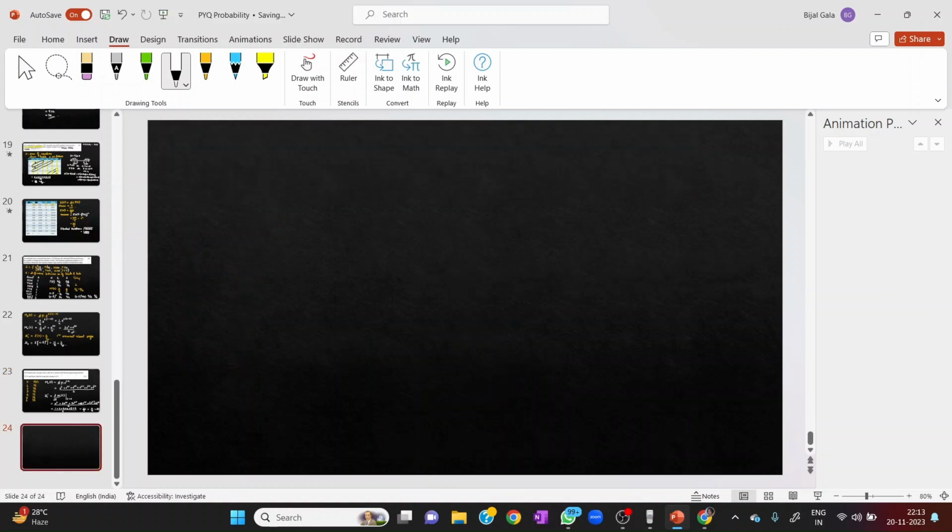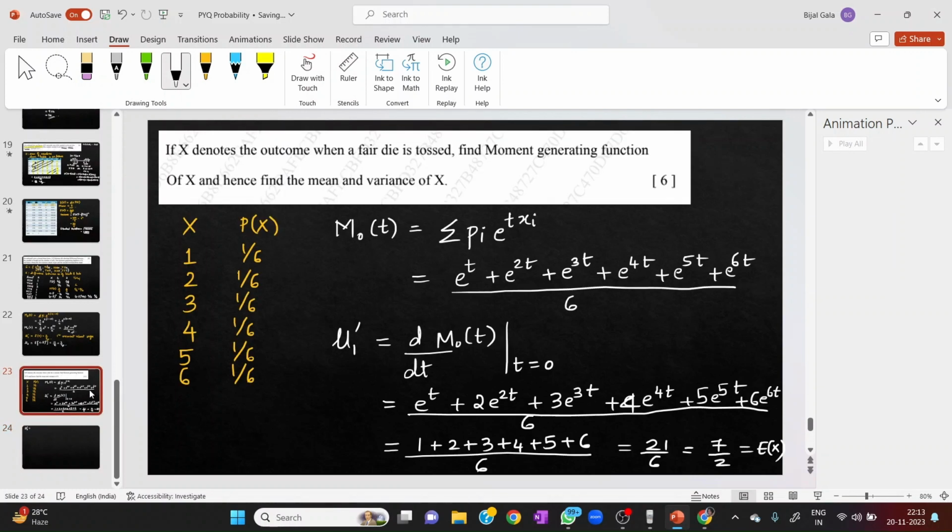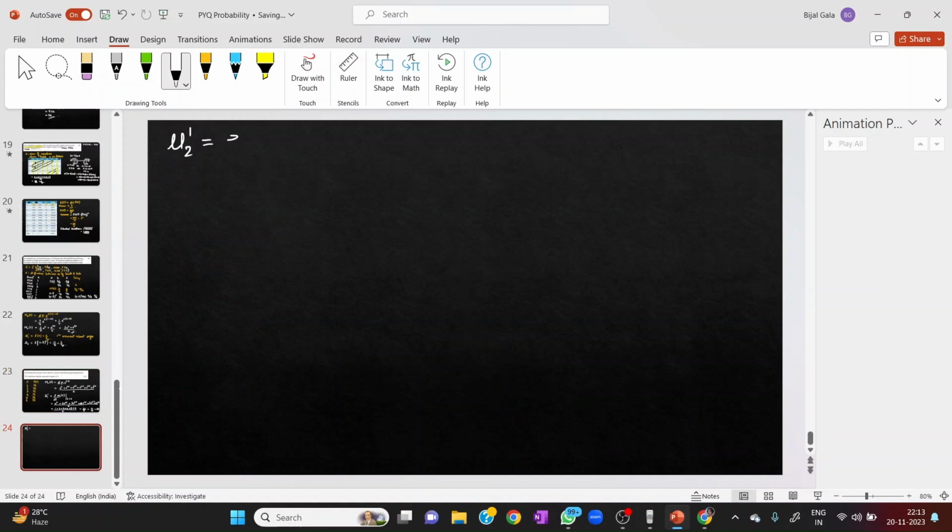Let's calculate the second moment. For the second moment you will have to take the double derivative, so we take the derivative of the derivative we got. So e raised to t as it is. We had 2 e raised to 2t; the double derivative gives 4. Then we had 3, which becomes 9. We had 4, which becomes 16. We had 5, which becomes 25. And 6 will become 36.